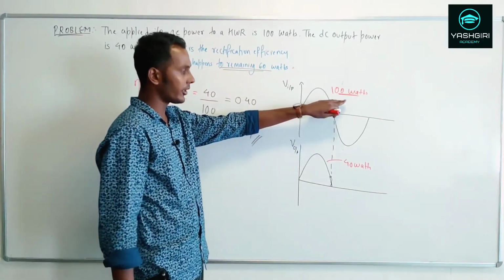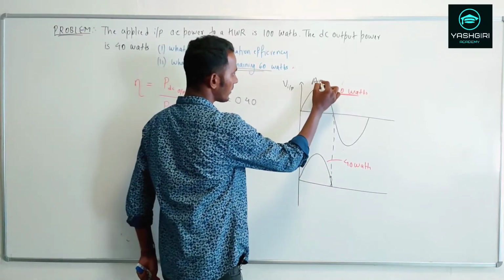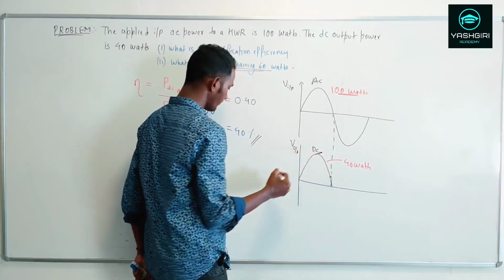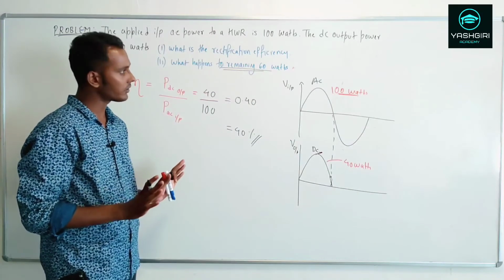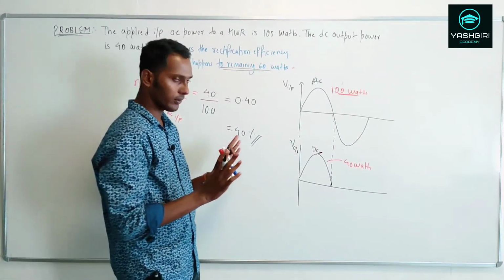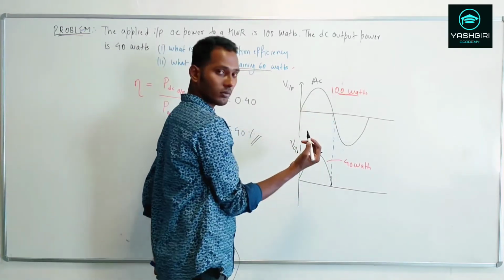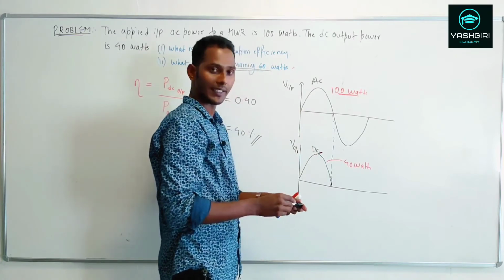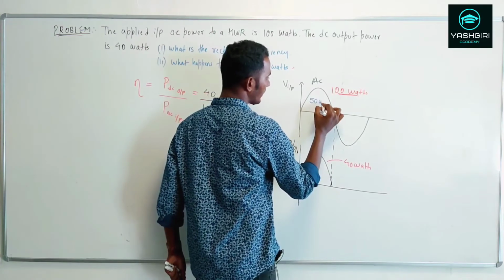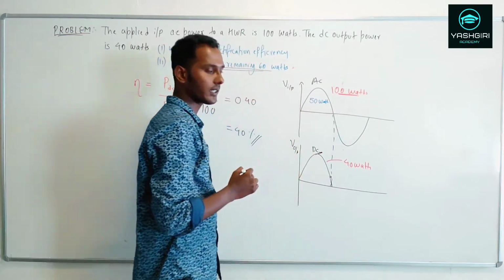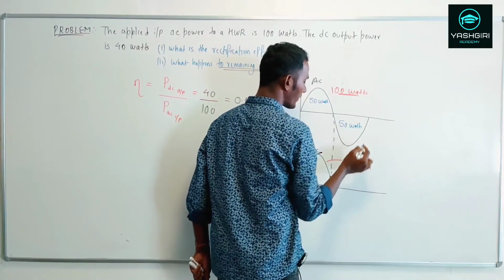You are supplying the 100 watts through the input AC signal. So these are your AC signals, and this is your pulsating DC. What happens to the remaining 60 watts? 40% is the efficiency. Now if you have understood the half-wave rectifier properly, here it's 100 watts, and you have the positive half cycle and the negative half cycle. Of this 100 watts, 50 watts will be carried by the upper, positive half cycle, and the next 50 watts will be taken up by the negative half cycle.